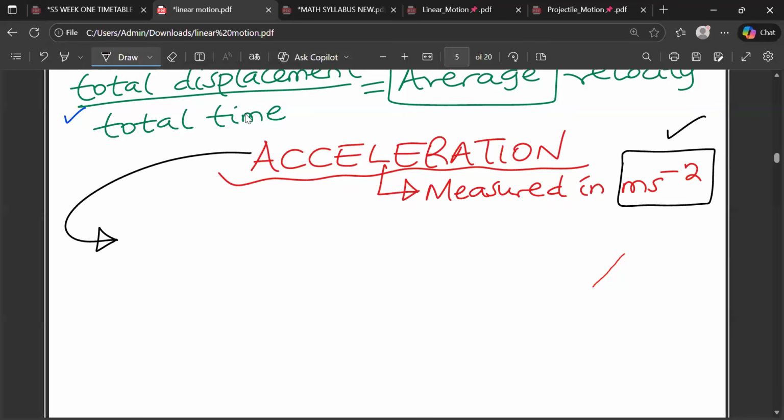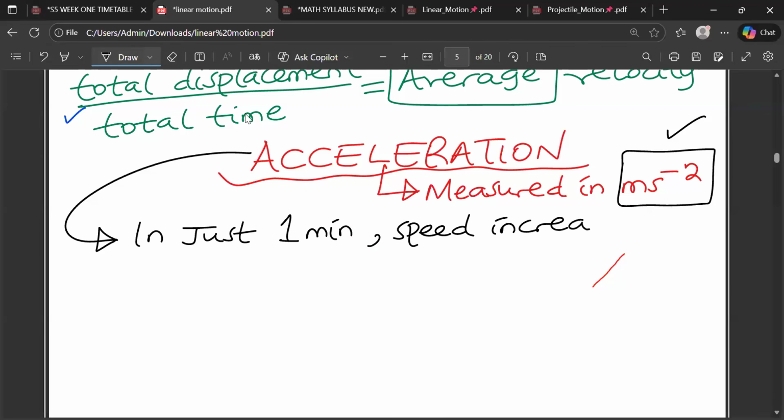Because you're like, hey, in just 1 minute, or 1 second, the speed increased. That's when you start saying, hey, that body is accelerating. Speed increased from maybe 4 meters per second to 20 meters per second. I think you see that.